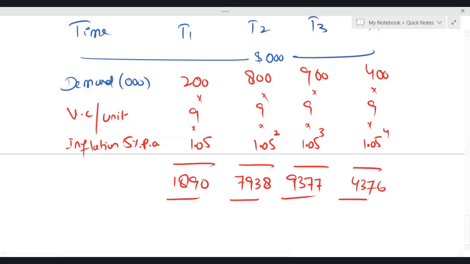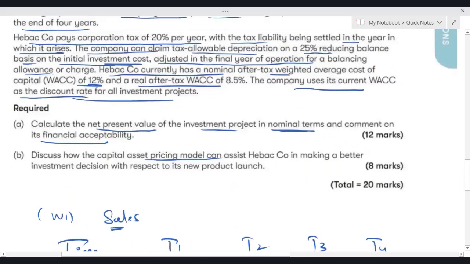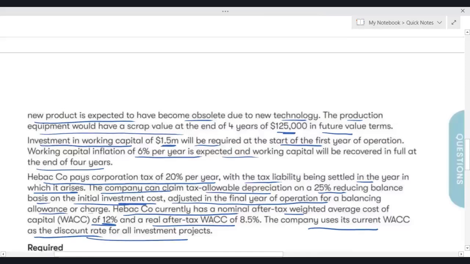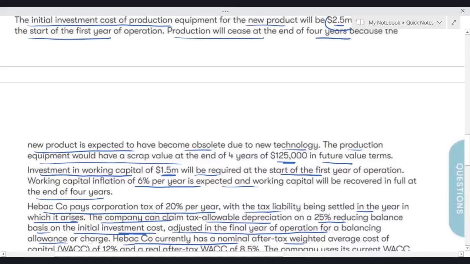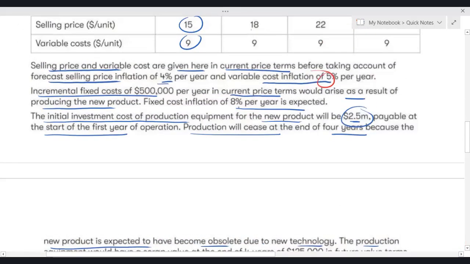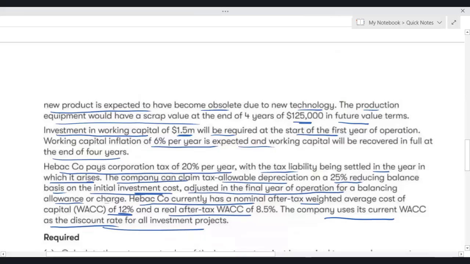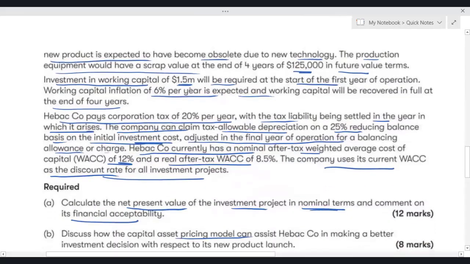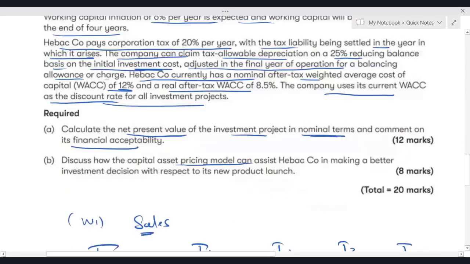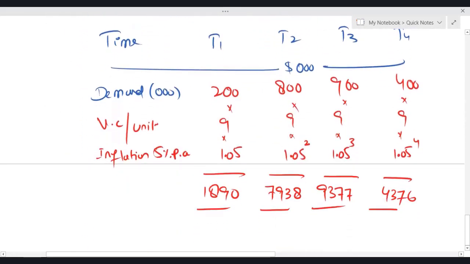Okay. Now what? Fixed cost inflation is 8%. So this 8% we will deal directly. Directly we can increase fixed costs by 8%, no issue at all. Now let's try to deal with working capital. That is more important, because due to inflation, the working capital requirement will keep changing. So working 3.